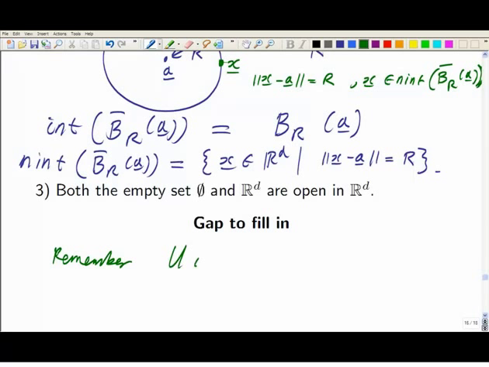The empty set and the whole of R^d are both open in R^d. Well, the easiest way to think about the empty set is probably to say it's got no non-interior points. And that's one of our definitions of open. So remember, U is open if and only if the interior of U is empty.